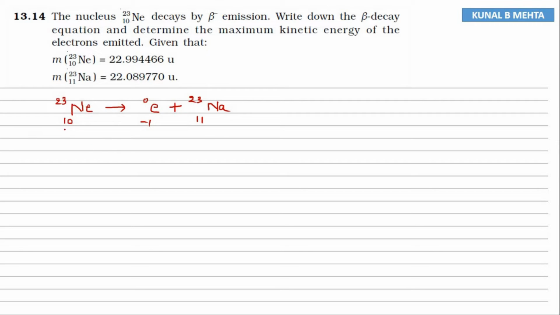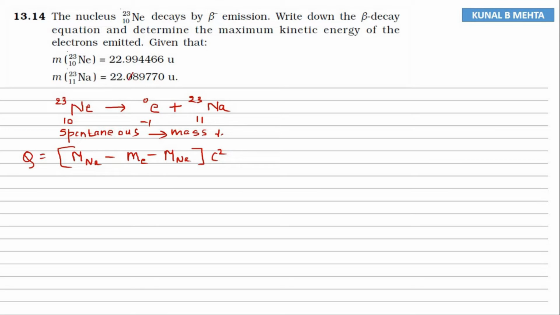Now this is a spontaneous process, people. And in a spontaneous process, from reactant to product, we know that mass decreases. So the Q value is the energy which is positive and it is released. Basically, the Q value is written like this: Q value is the mass of reactant minus the mass of product.